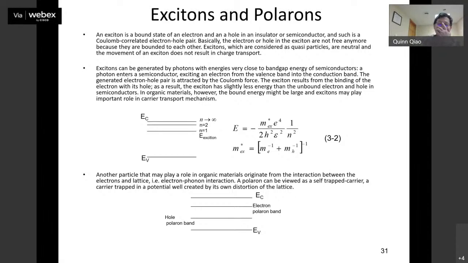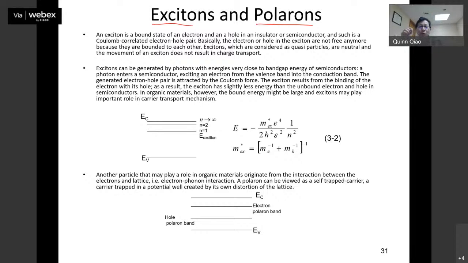Since this is about photovoltaics, organic solar cells always involve something called excitons, and also polarons. In organic materials, if electron-hole pairs are generated by illumination, they are still bound to each other. They're called excitons. You need energy to dissociate that exciton.